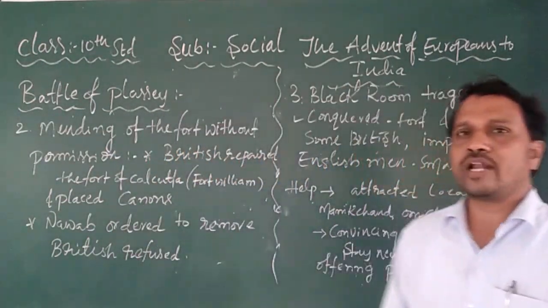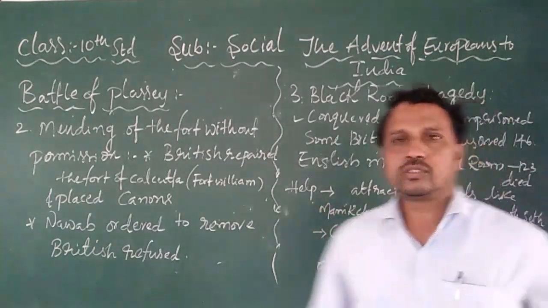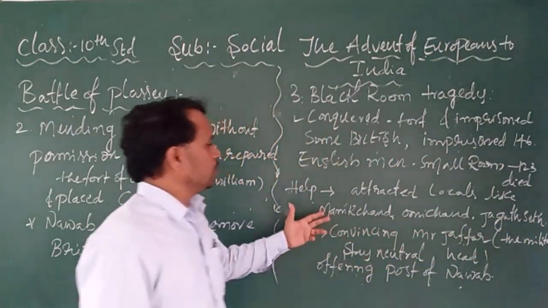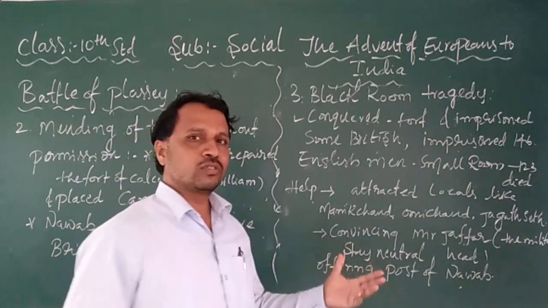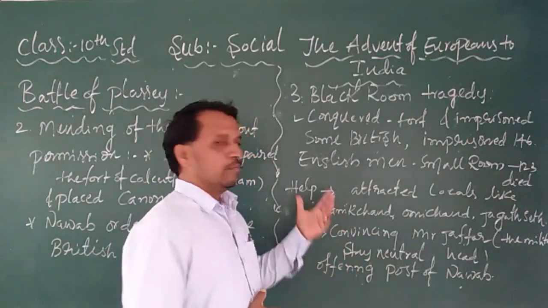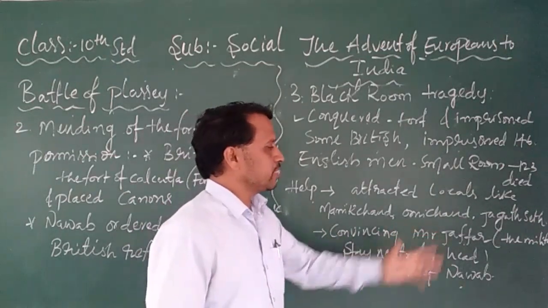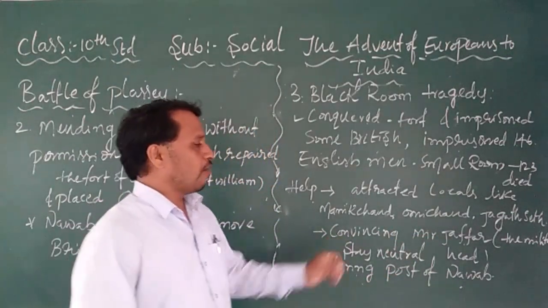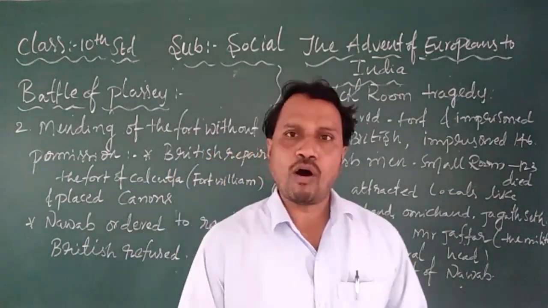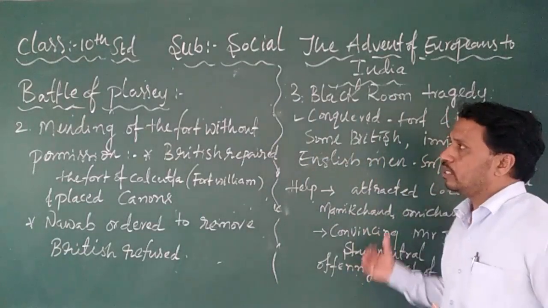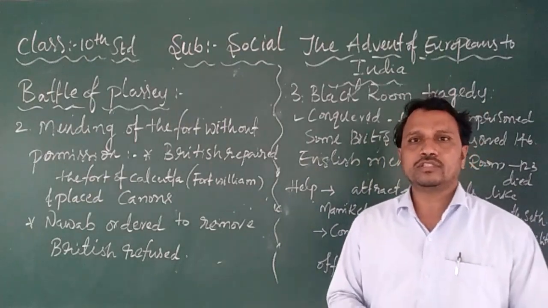So, student, Robert Clive took the help of three people, the merchants of the Bengal province: Manik Chand, Omichand, and Jagat Seth. And the second cunning plan made by the British was convincing Mir Jafar. Mir Jafar is the military head of Siraj Uddaula, and they offered him the post of Nawab. By gathering these people, they started against the defeat of Siraj Uddaula.